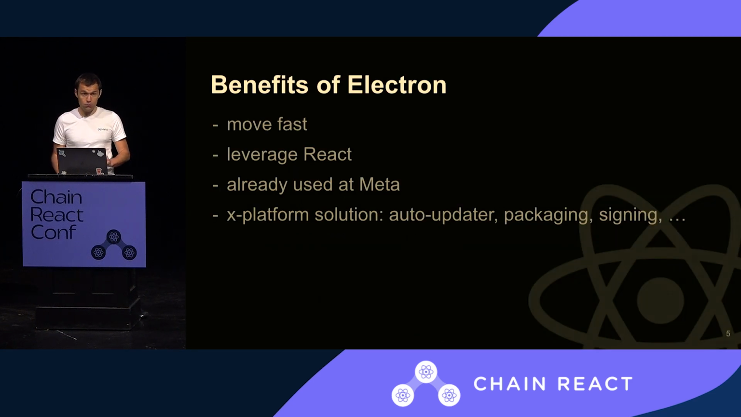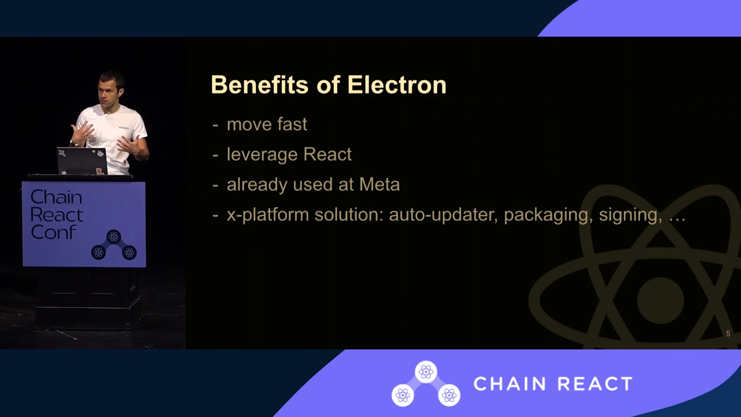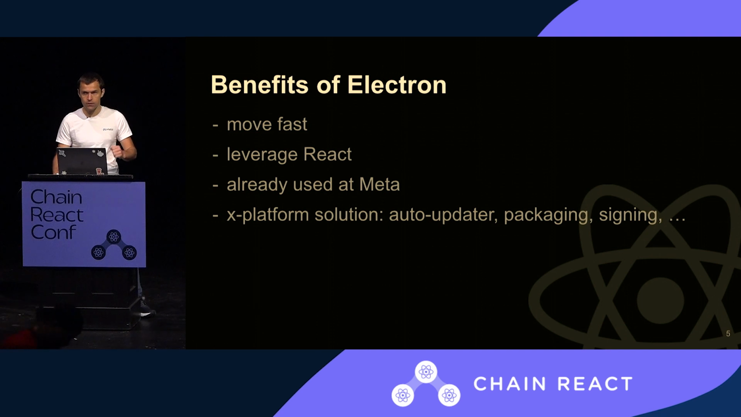So, some benefits of Electron. Pretty cool, we can move fast. Small team, only JavaScript developers. We built an entire application from scratch by reusing some existing components. We could use React because we have many people at Meta skilled with it. And we had some other teams which already used Electron, so we could build upon their existing experience and knowledge. And Electron is a cross-platform solution, allowing you to build, ship, and distribute the application, everything you need: auto-updating support, packaging, signing, whatever.